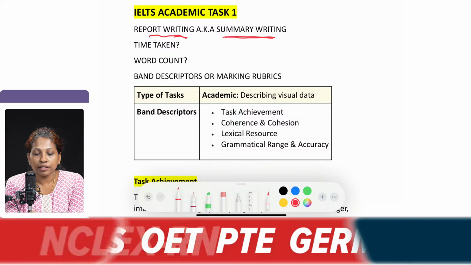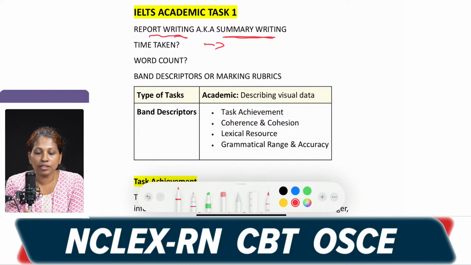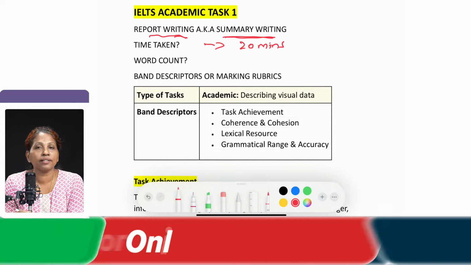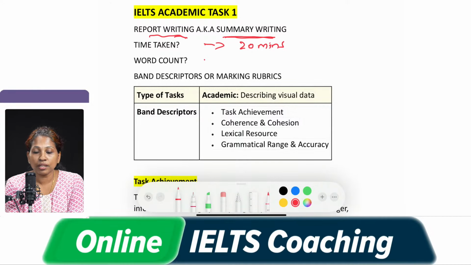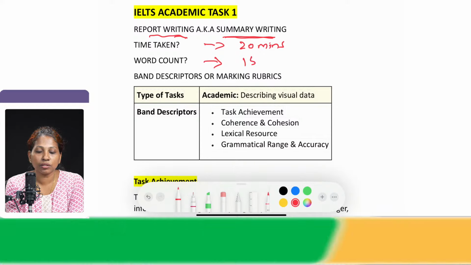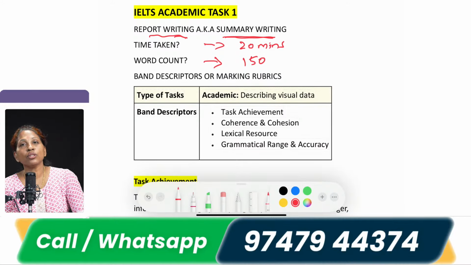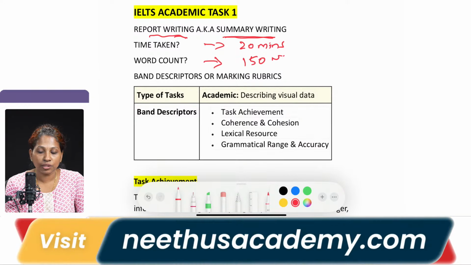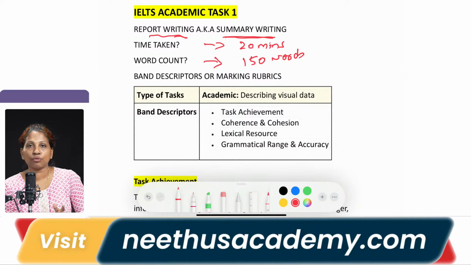Now the time taken, what is the time given to you for this is 20 minutes, right? You can take 20 minutes to write this task, right? And the word count is 150 words, right? You have to complete this report in 150. Minimum is 150 words. That means it's mandatory that you have to write at least 150. It can't be 149 also.